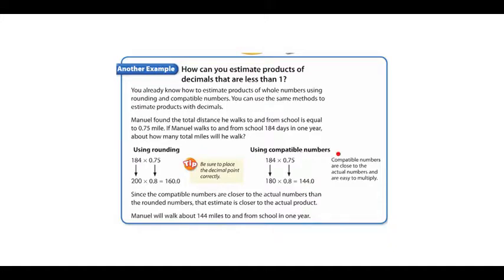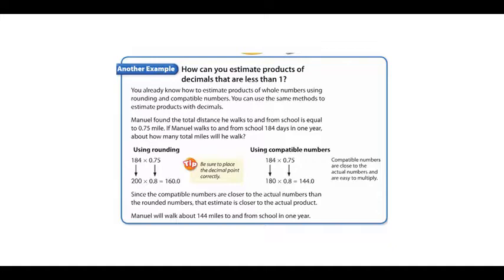Okay, using compatible numbers, same type of thing, but you're trying to find numbers that are compatible with one another. So 184, we could change it to 180 because that's close to 184. And then 75 hundredths, we could still round that one to 8 tenths, okay, which would give us 144. So if you know 18 times 8, that will help you.